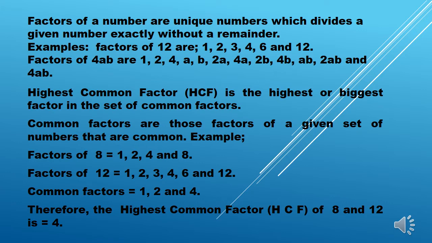For instance, where we have AB, don't forget that 1 in algebra is not always written, just a letter. So where we have AB, there is a 1 in front, and we have 2AB, which is 2 of AB. So they are all factors of 4AB.